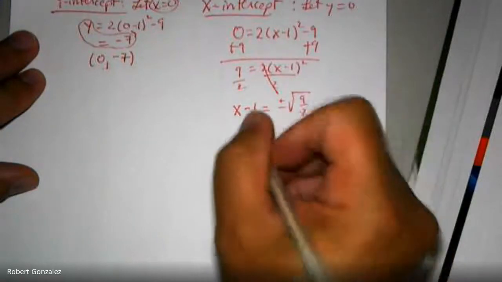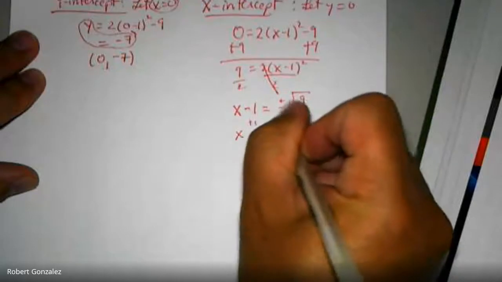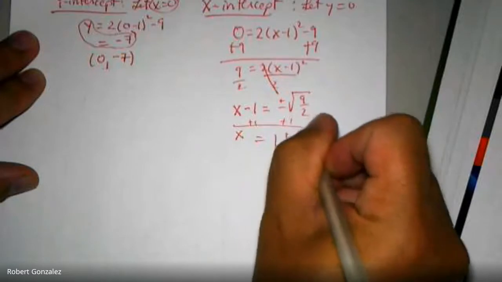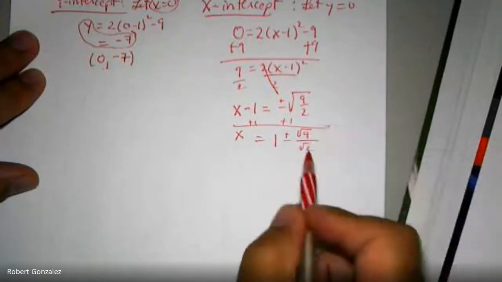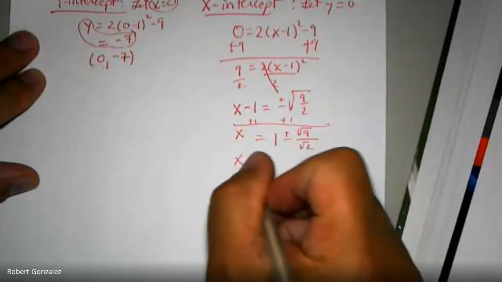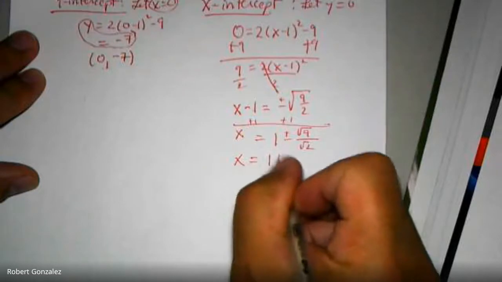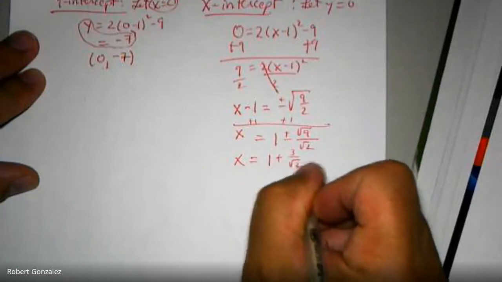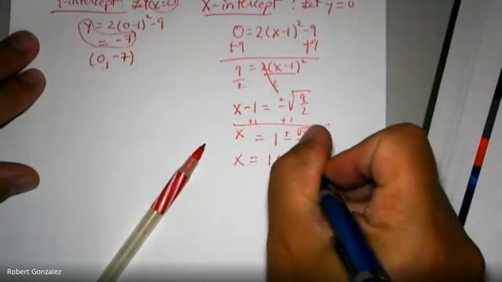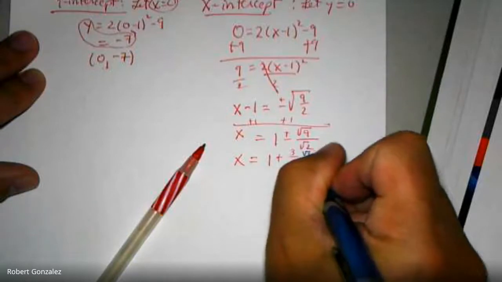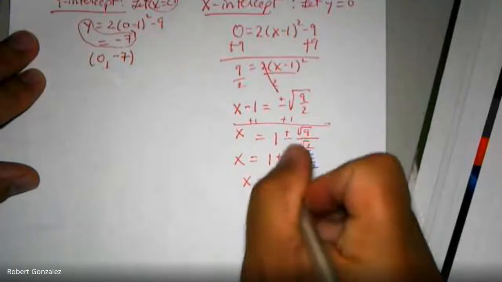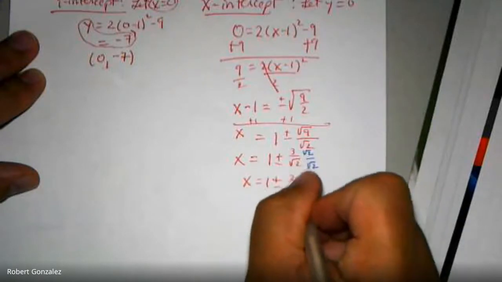I take the 1 across, add 1 to both sides, and I get x equals 1 plus or minus the square root of 9 over the square root of 2. Let's start simplifying this fraction right here. The top is definitely 3, but the bottom has a radical in it. I have to rationalize the denominator. Multiply top and bottom by radical 2. That'll give us 1 plus or minus 3 radical 2 over 2.